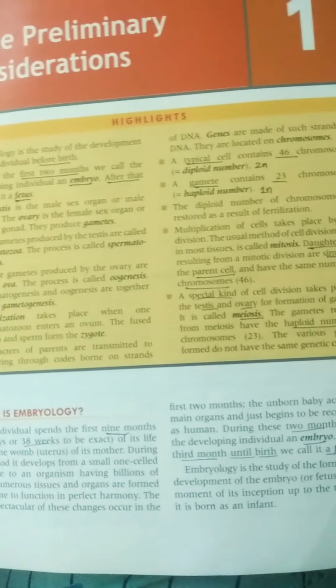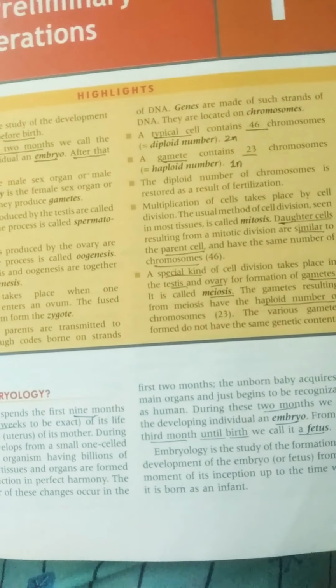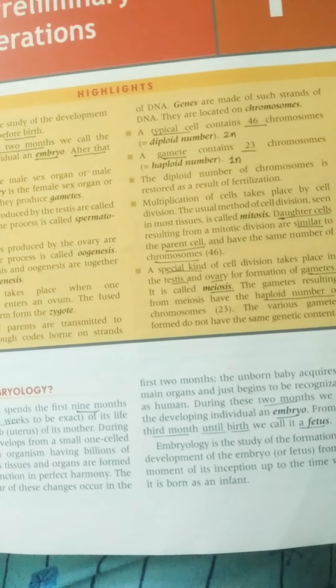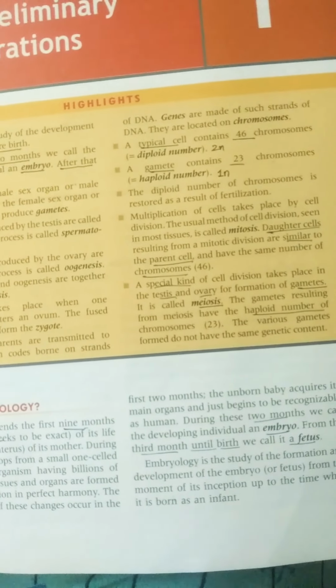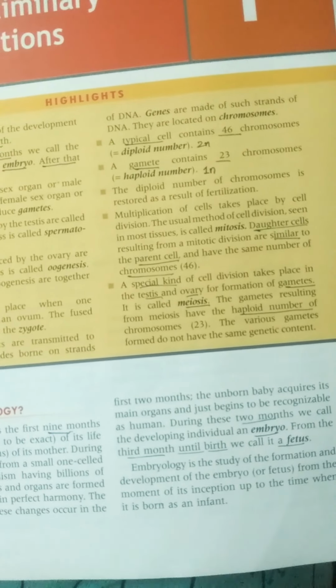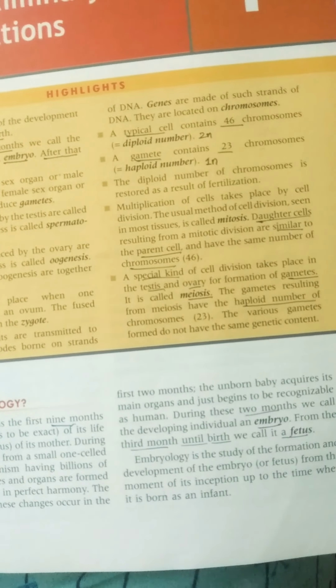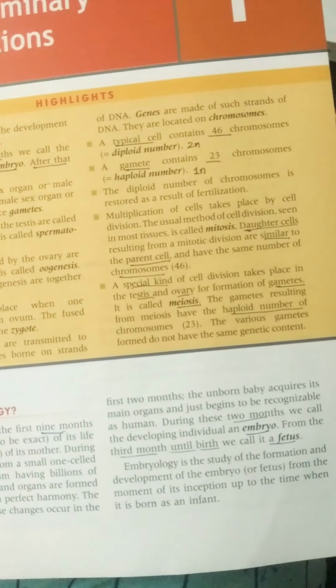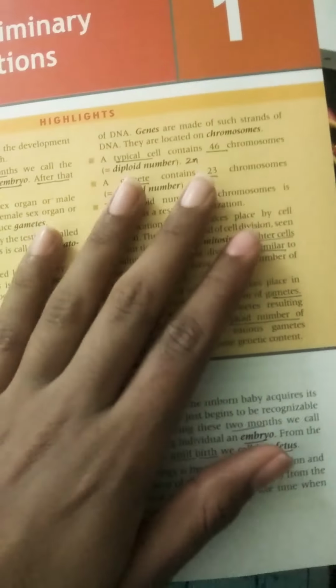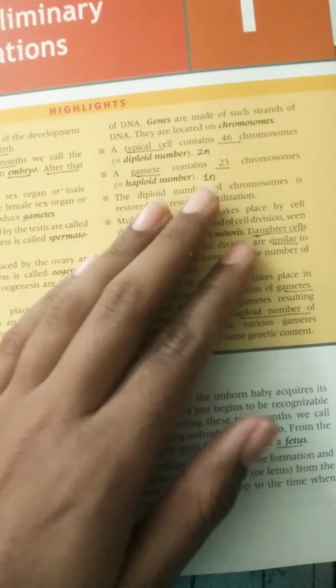And the characters of the parents are transmitted to the offspring by DNA, that is, genes are such strands of DNA. Genes are made on such strands, so they are located on the chromosomes. Remember, this is important: a typical cell contains 46 chromosomes, the diploid number, that is the 2n condition, but a gamete contains only 23 chromosomes. The zygote forms from the male and female gametes, so again that diploid number is restored in fertilization, right?